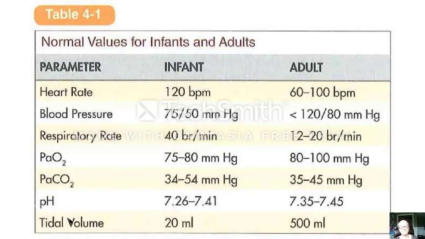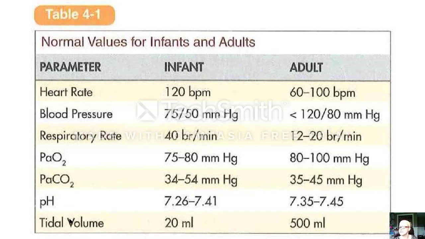Normal values for infants and adults. Heart rate: infant 120, adult 60 to 100. Blood pressure: 75/50 for infants, 120/80 for adults. It used to be 120/60, now 120/80. Respiratory rate: infant 40 breaths per minute, and adult is 12 to 20 breaths per minute.